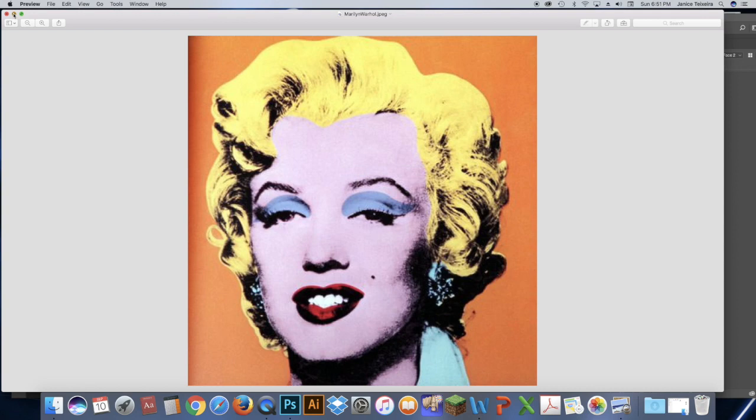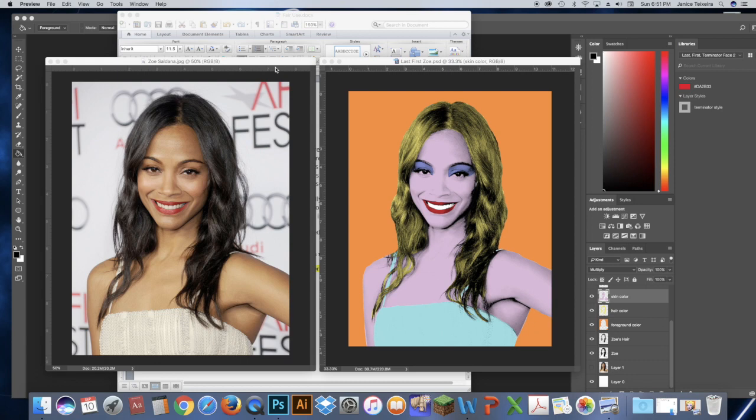I chose this image of Zoe Saldana because I felt like it would be a good subject for that, and I was happy with the results, so I thought she was a good subject. So you can pick anybody you want. It can be a celebrity. It can be somebody you know if you have a good image of them. But keep in mind that it should be somebody who is suitable for the project.